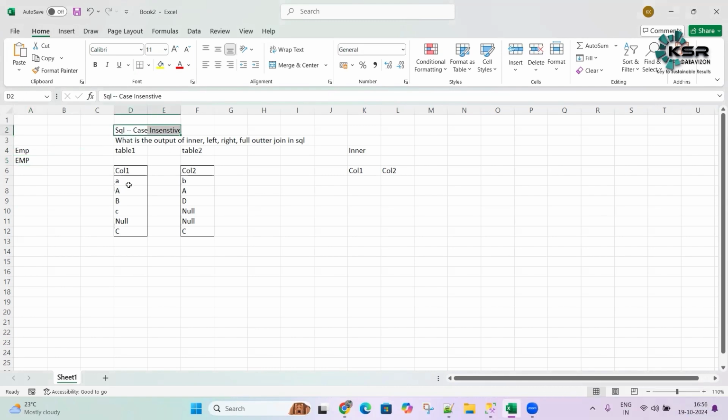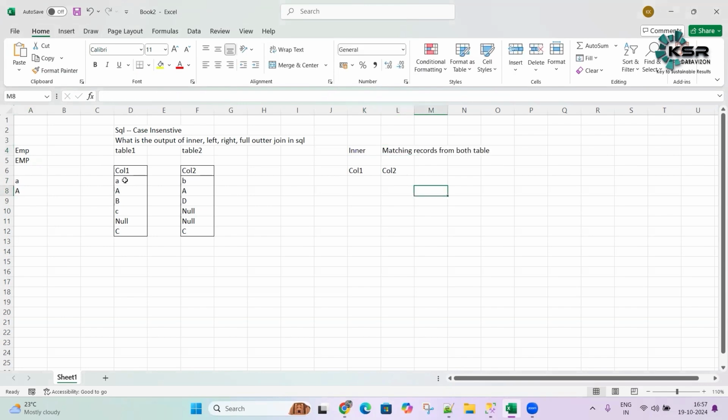So if it's case insensitive, what happens is 'A' and 'a' are both the same. If you consider 'a', it's equal to 'A'. If it were case sensitive, a small 'a' would not be equal to a capital 'A'. That's the case of case sensitive, but SQL is case insensitive. We have to consider both of these as a matching case. Now, as I said, inner join gives matching records from both the tables.